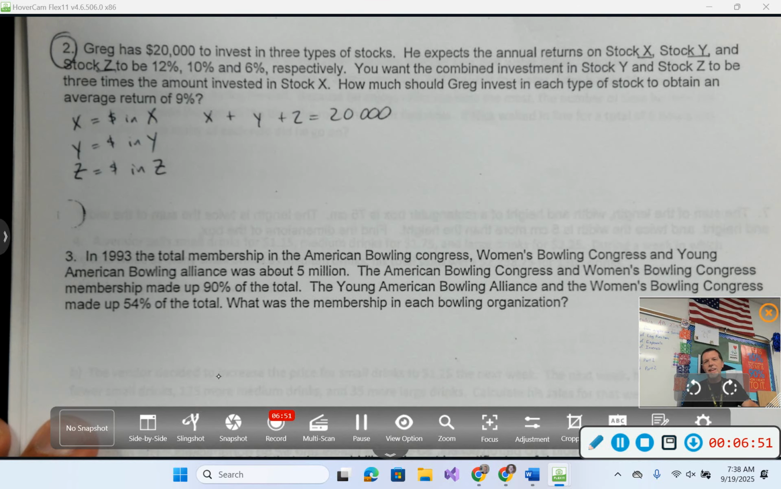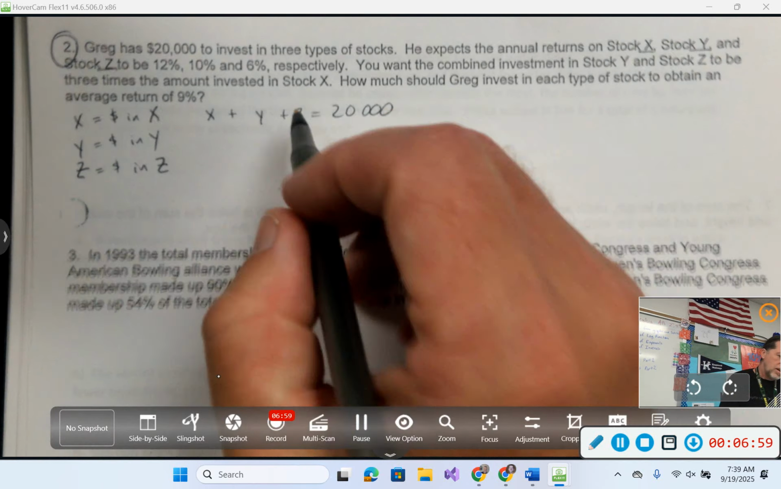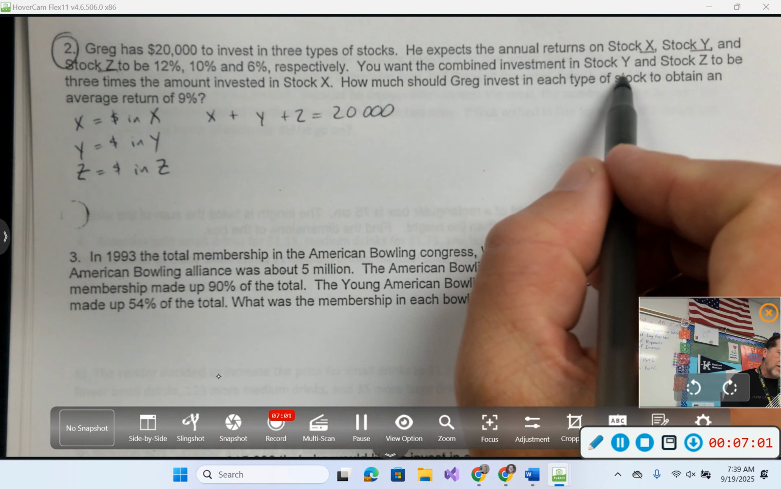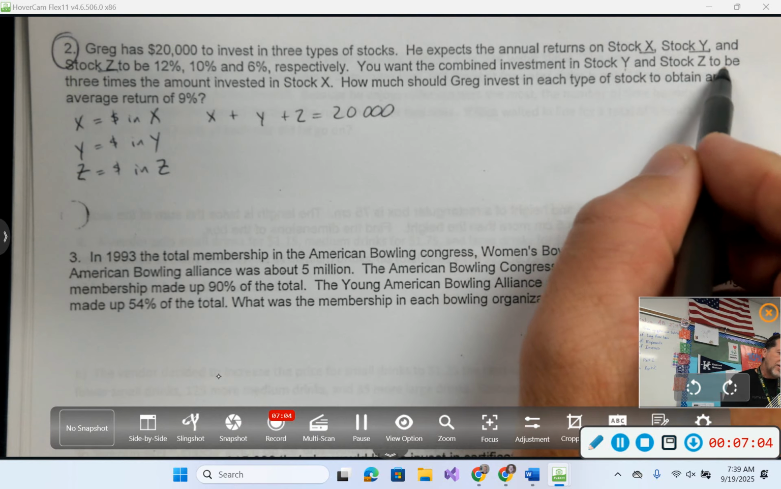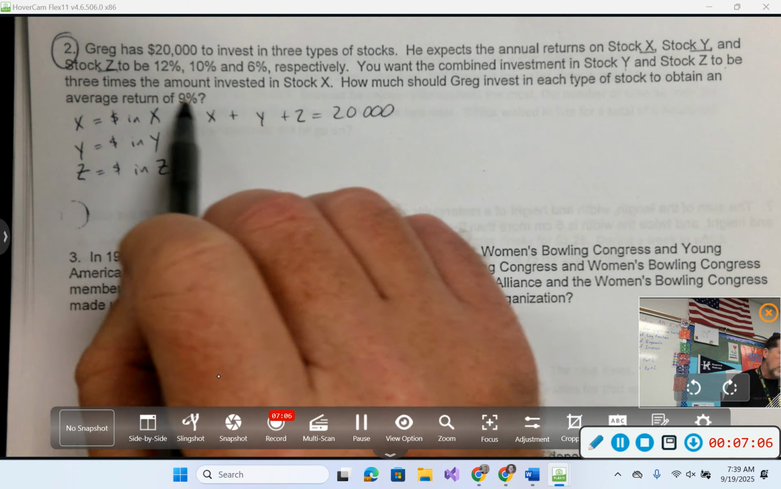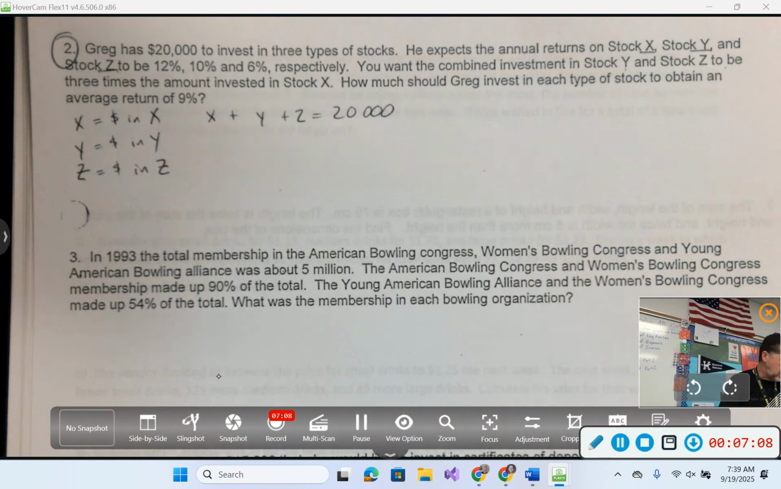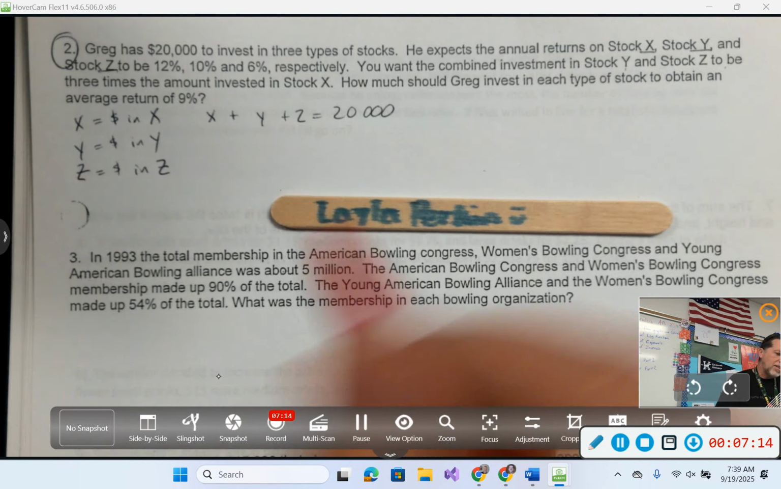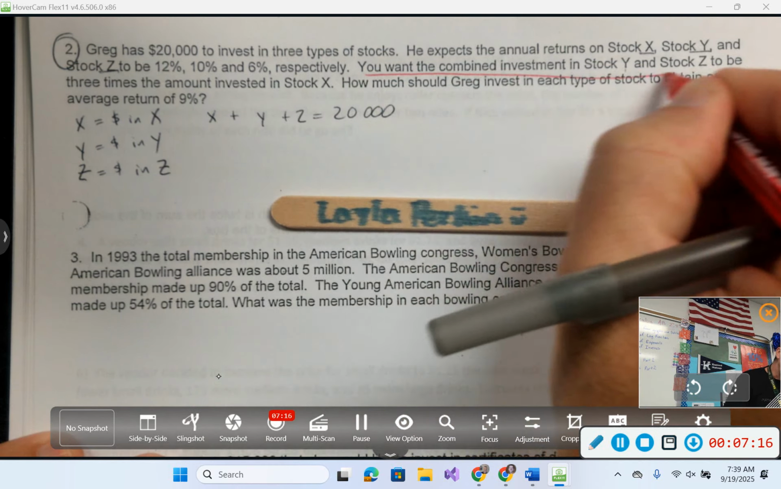All right, the next sentence isn't really an equation. It's just their annual returns. So that's what I'll multiply by whenever I need to come up with the money here. You want the combined investment in Y and Z to be 3 times the amount in X. So, Layla, can you turn that sentence into a math equation?